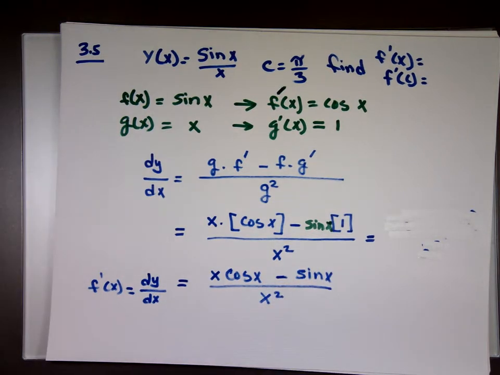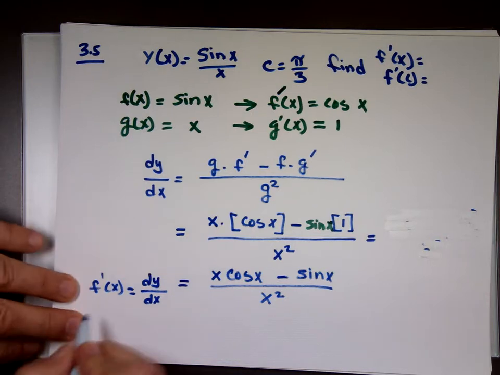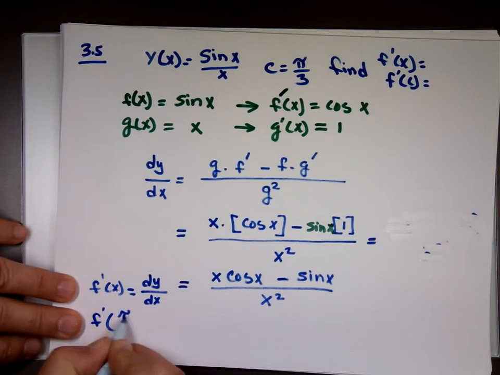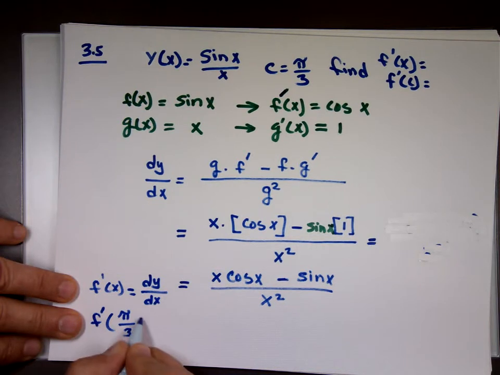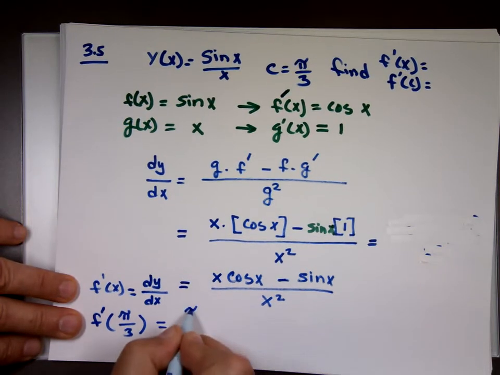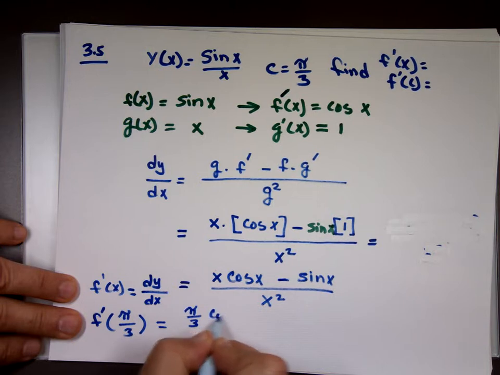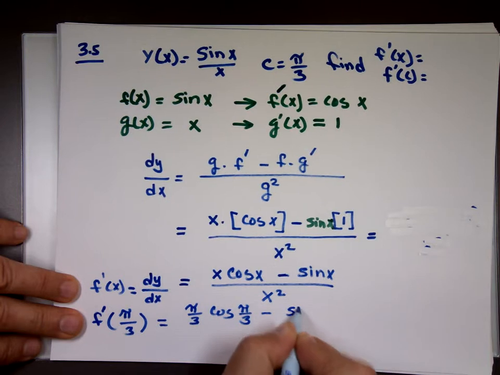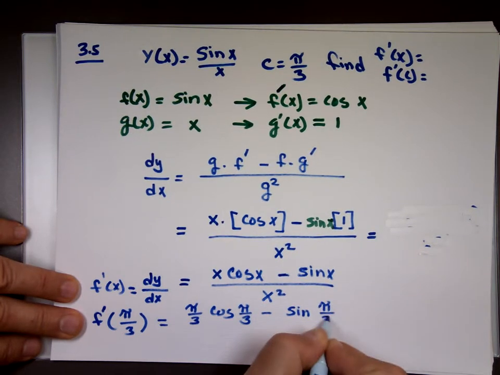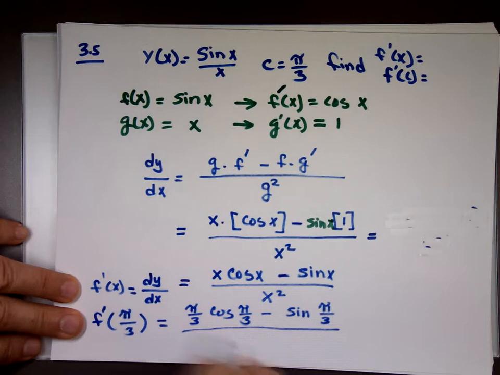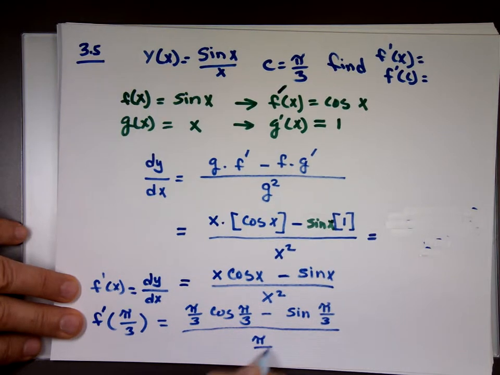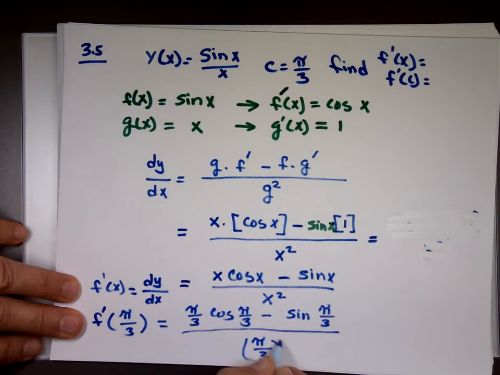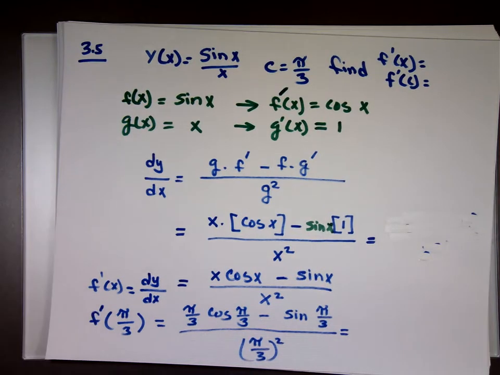And the second one, what's the derivative at pi over 3? Let x be pi over 3: cosine pi over 3 minus the sine of pi over 3, divided by pi over 3 squared. And they probably want us to use the unit circle. They don't want us to use the calculator for that. I'm sure they want the exact answer.